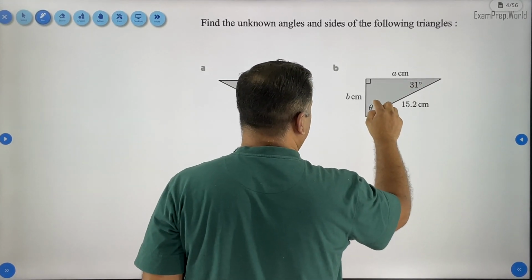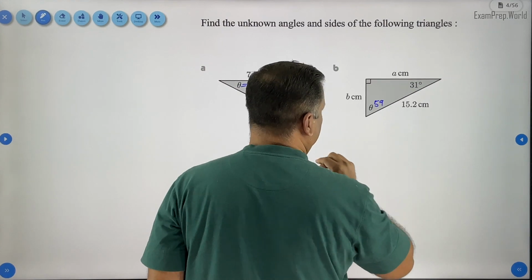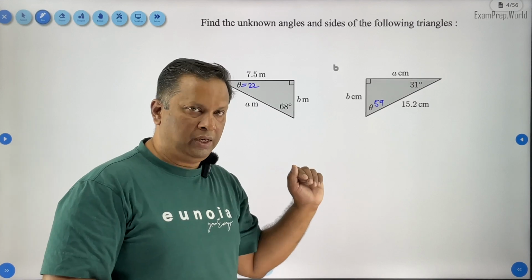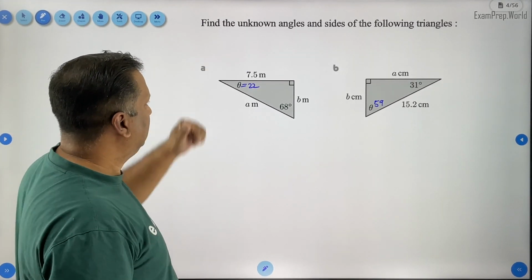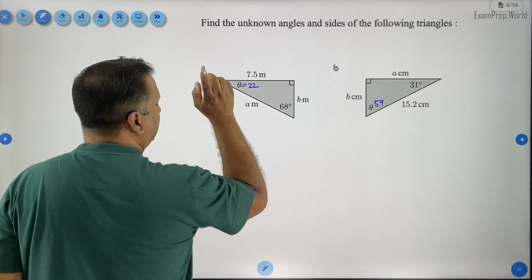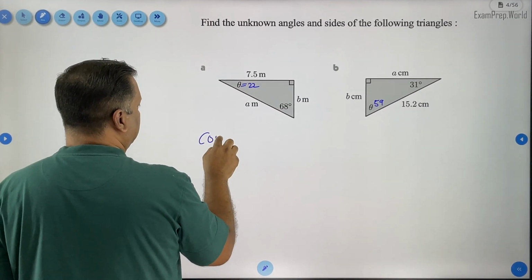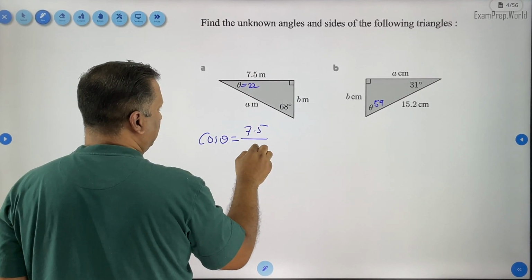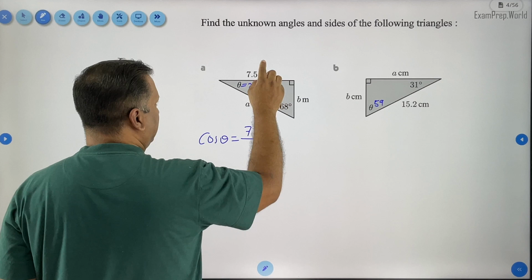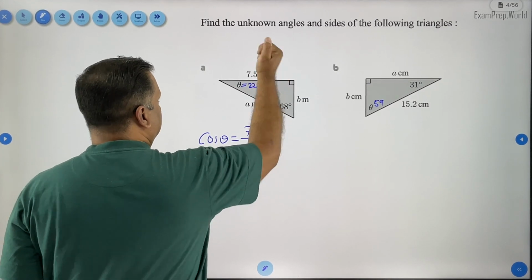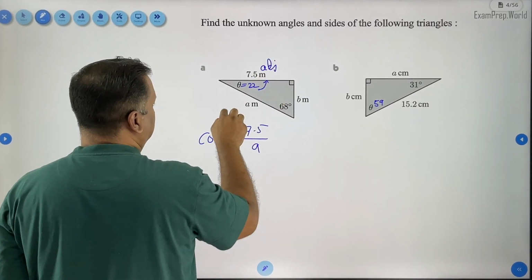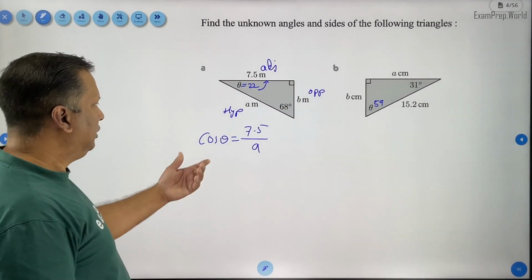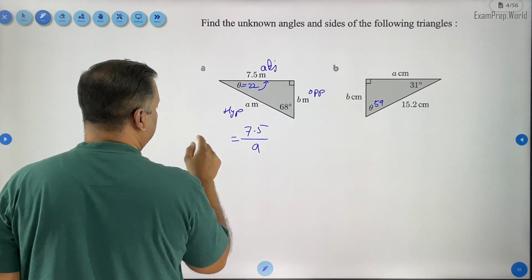Here theta is 59, right? Because the sum should be equal to 90. Now they have given, if you consider theta, can you write cos theta? Cos theta is adjacent, which is 7.5, over hypotenuse. Hypotenuse is the same. So this one is adjacent and this is hypotenuse. For theta, this is the opposite side. So I am using cos of 22. So I will write cos 22 here.